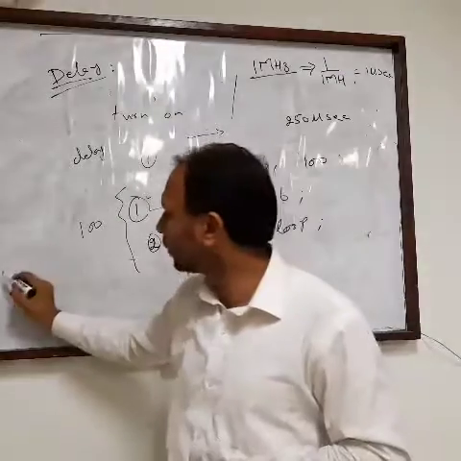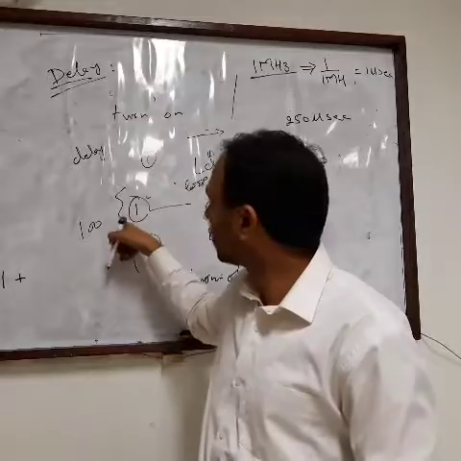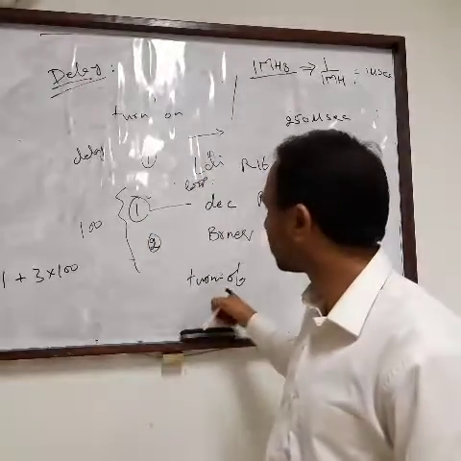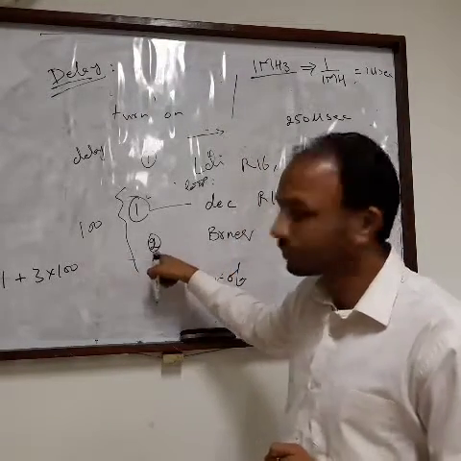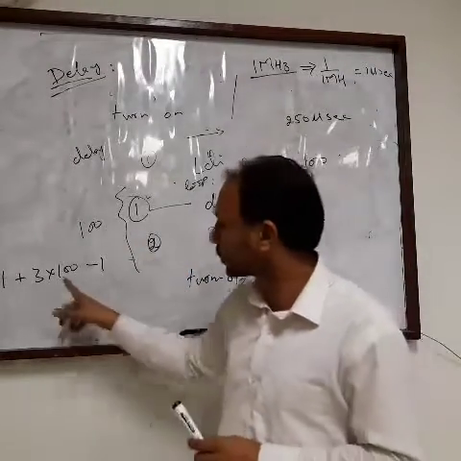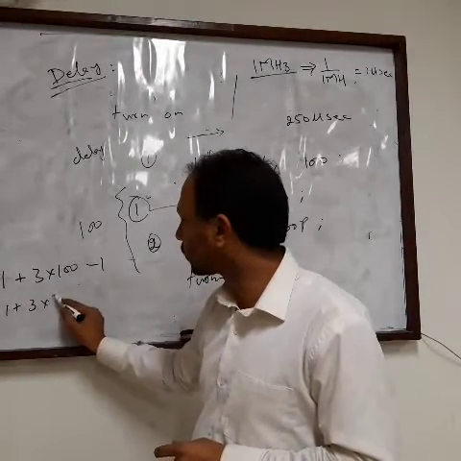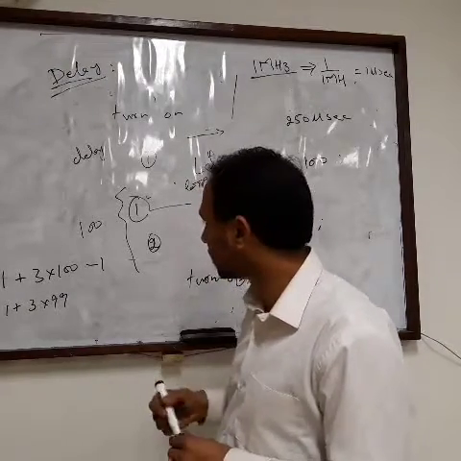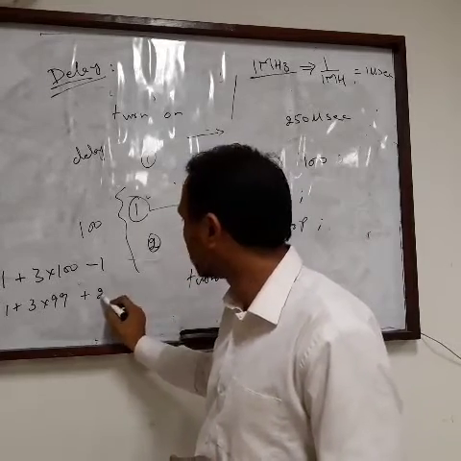So the delay would be 1 plus 2 plus 1, that is 3 into 100, and then you are turning off the light. But the last time, this will take minus 1 cycle because it will take only 1 cycle. So actually this is 1 plus 3 into 99, because 2 plus 1 is 3, and the last time it will take 2 cycles.